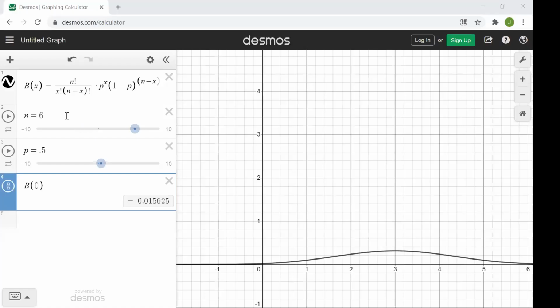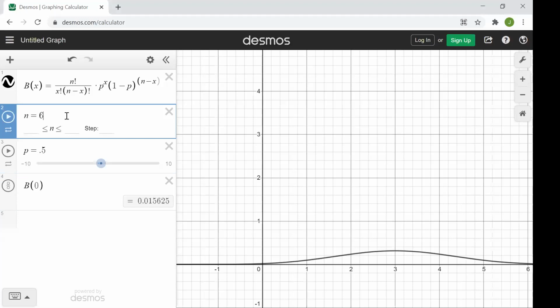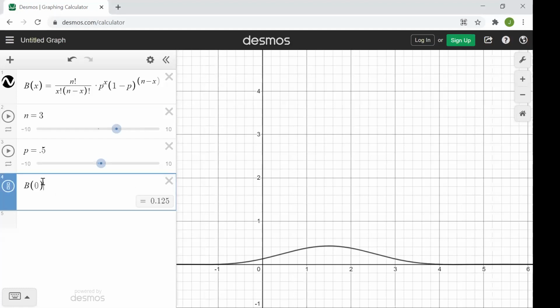So now in this case, the only thing that changes, we have 3 flips instead of 6. All we have to do, change that 6 to a 3. That's it. It does all the rest for us. So it asked us to get all the probabilities. In this case, we can have 0 heads, 1 head, 2 heads, or 3 heads. 0 heads, b of 0, 0.125.